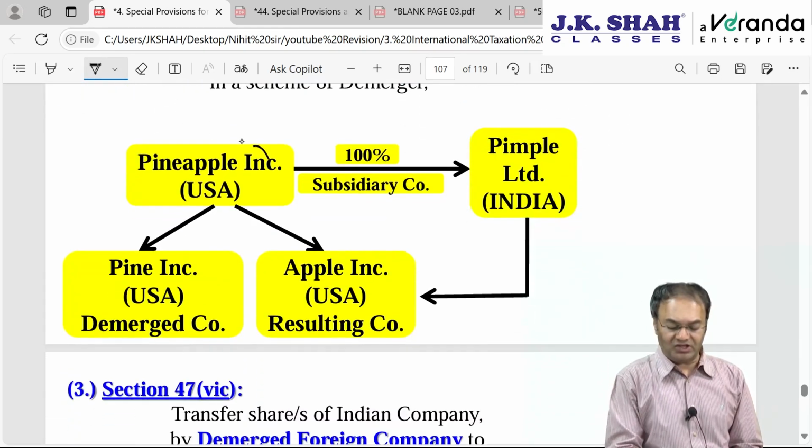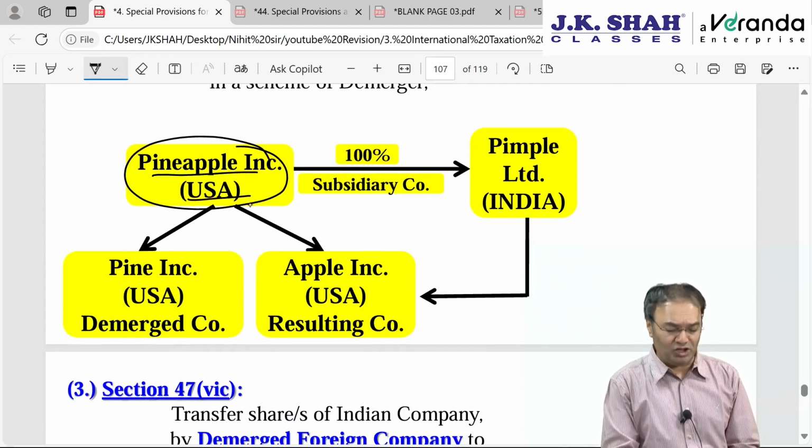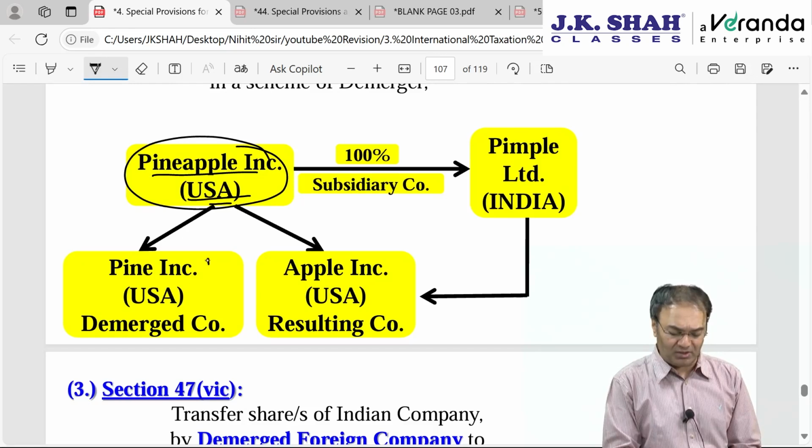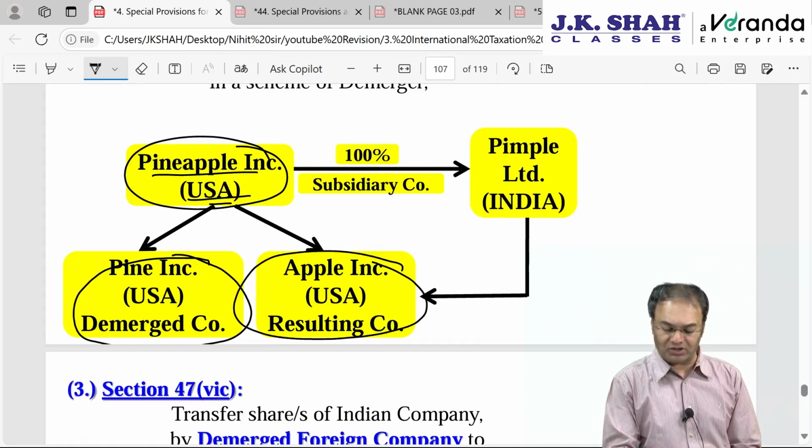Okay, for example, there is a foreign company, Pineapple Incorporation. Same example we had taken in capital gain chapter also. You can see my video there. Pineapple Incorporation is a foreign company, USA located. It is getting demerged, and as a result of demerger, the old company, Pineapple, the demerged company, name is changed to Pine Incorporation, and the new company, resulting company is formed called Apple Incorporation.